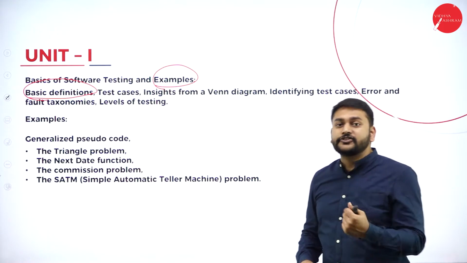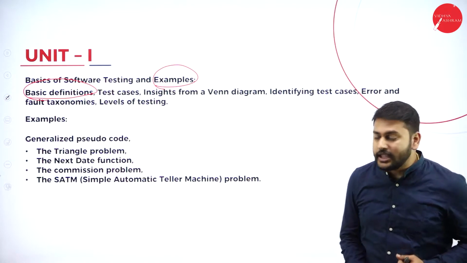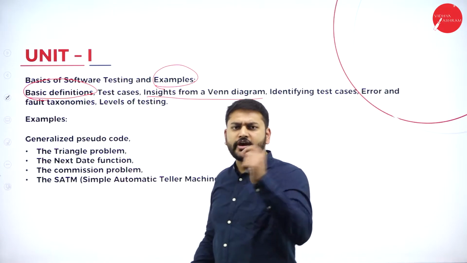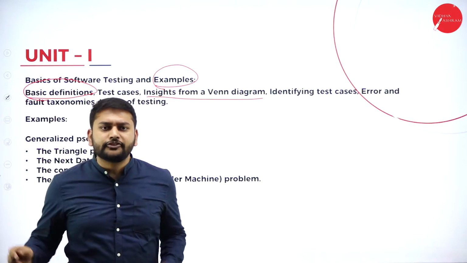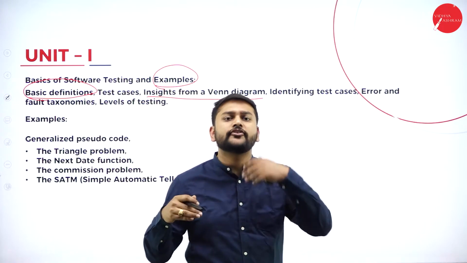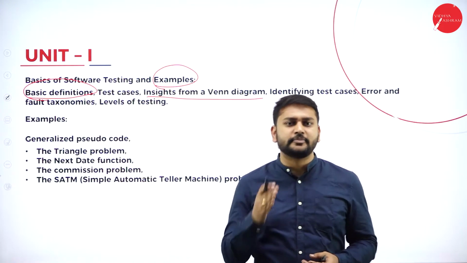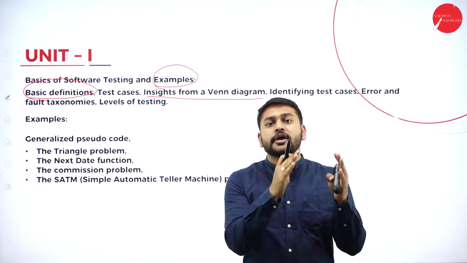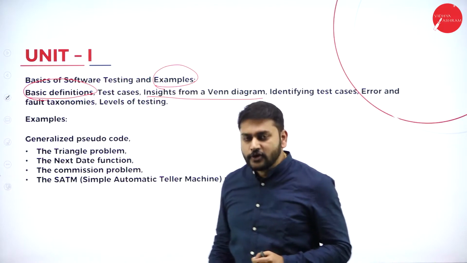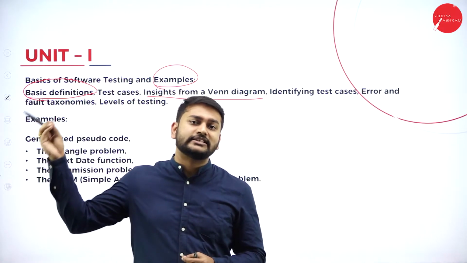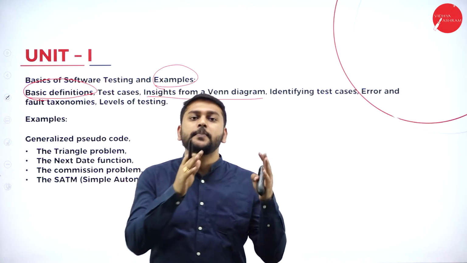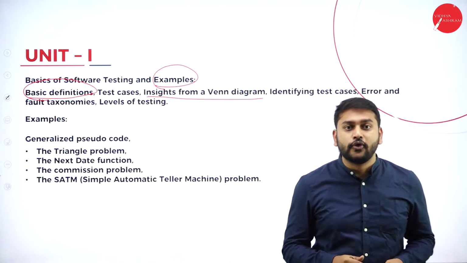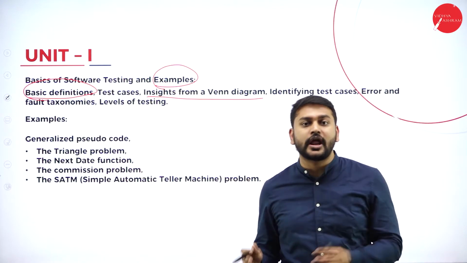So fine. After that, what is the next important thing that you will study? Yes, insight from a Venn diagram. A very important topic. You will have to write the Venn diagrams. I have spoken about this Venn diagram in detail in my sessions. I will be speaking with respect to the specification and the implementation. So in short, specification in the sense what exactly the client is asking, and implementation in the sense what you have implemented out of that. So this is what I will call specification and implementation.